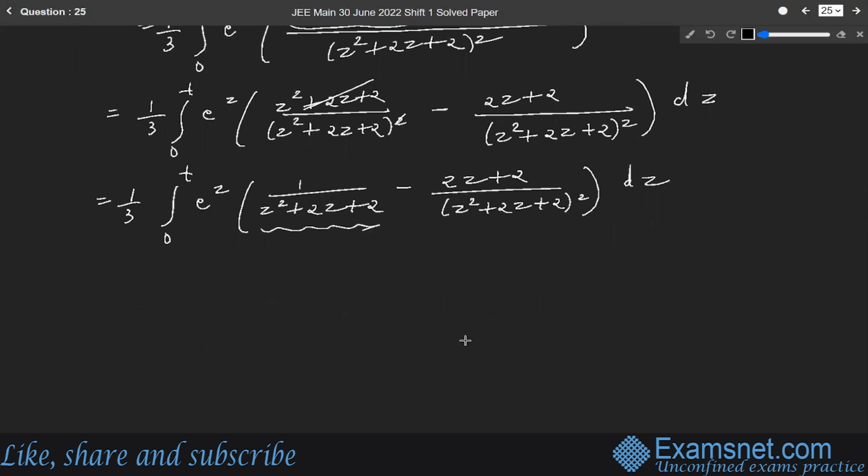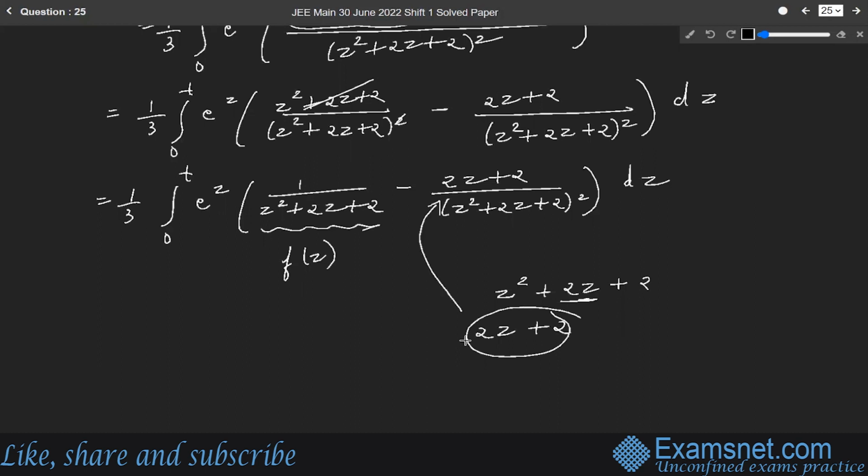Okay. Let this part be f of z. So if we differentiate f of z, if we differentiate this part, what is this part? z² plus 2z plus 2. If we differentiate it, it will be 2z plus 2, right? Differentiation of z power 2 will be 2z and differentiation of 2z will be 2, which is actually equal to what? It is actually equal to the second term. It means that we have a form which is e power z into f of z plus f dash of z. If we are taking z, we have to take all the terms in the form of z.